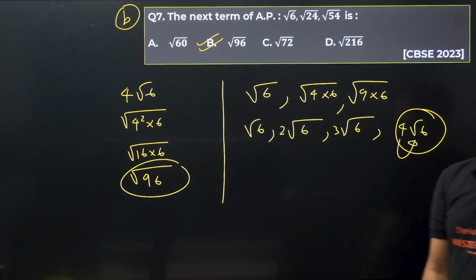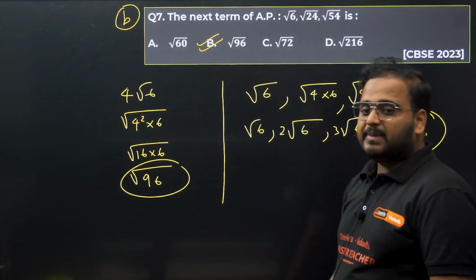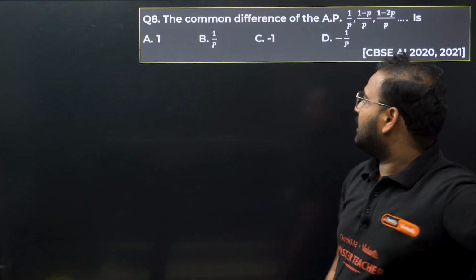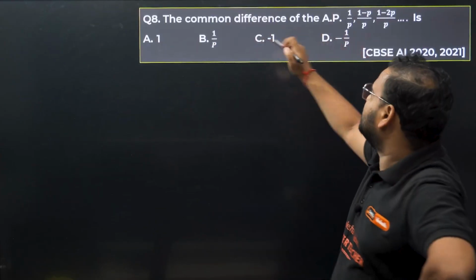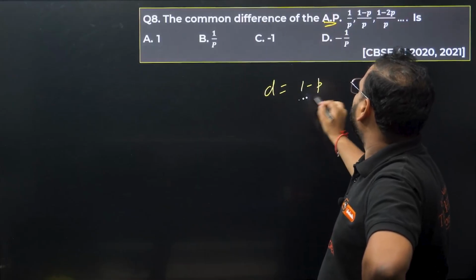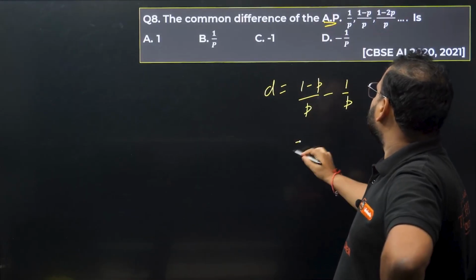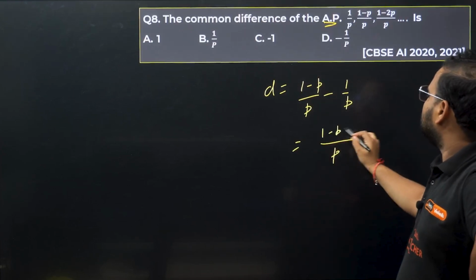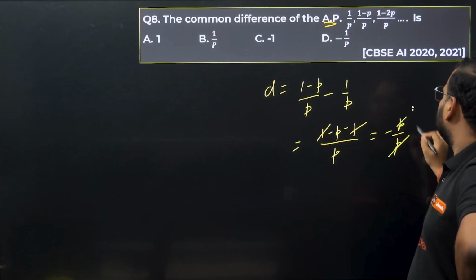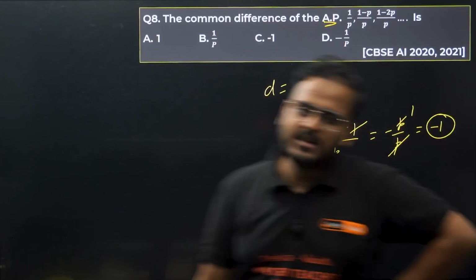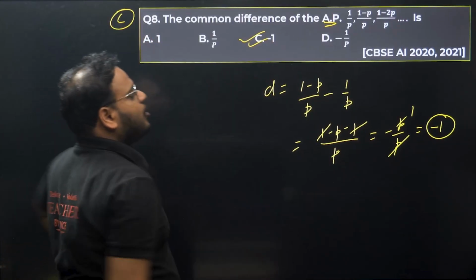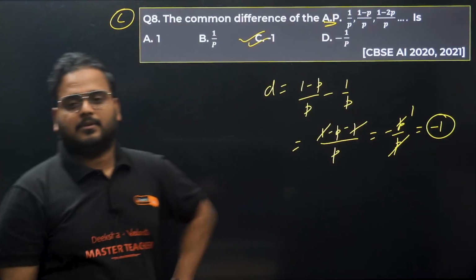Alright. Clear? Very much clear. Let's begin with the next question. Question number 8 now. The common difference of an AP is asked, again a similar problem. D equals the second term 1 minus P upon P, minus 1 by P. LCM is P: 1 minus P minus 1. 1 and 1 cancel. Answer is minus P upon P. Cancel this. The answer is minus 1. So the option is C. This kind of question can also be asked in your MCQs. So the 8th question is over.